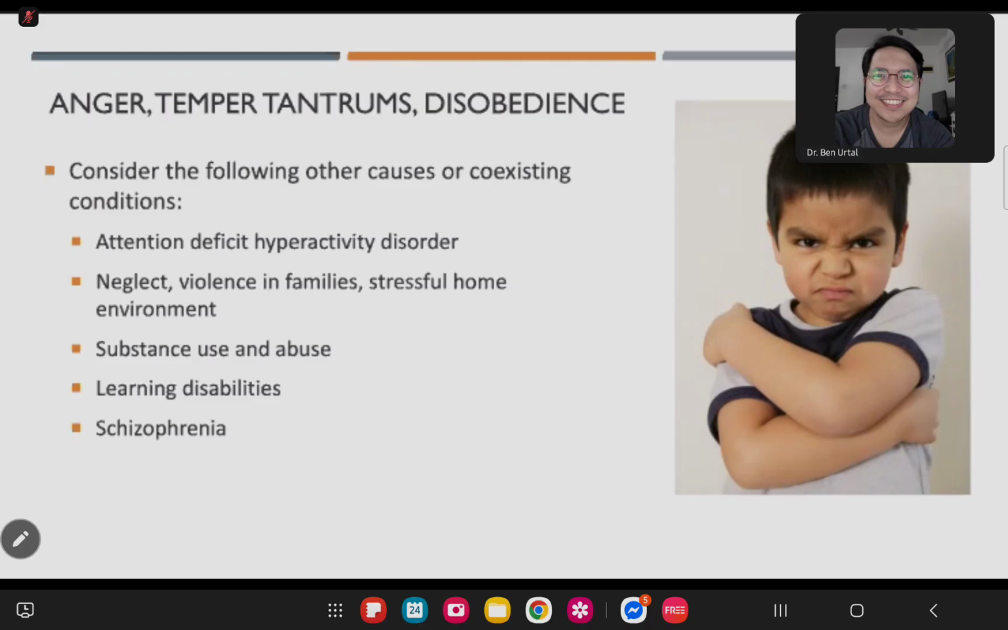For learning disabilities, the most common presentation is they fail in school. Okay. They have good social relationships. They're not abused, they're not neglected, they're healthy, no frequent illnesses, but they have difficulty concentrating at school, they fail, they have low grades. It's actually a very common presentation of learning disability. Okay. Schizophrenia, I will discuss this I think in the next session tomorrow.